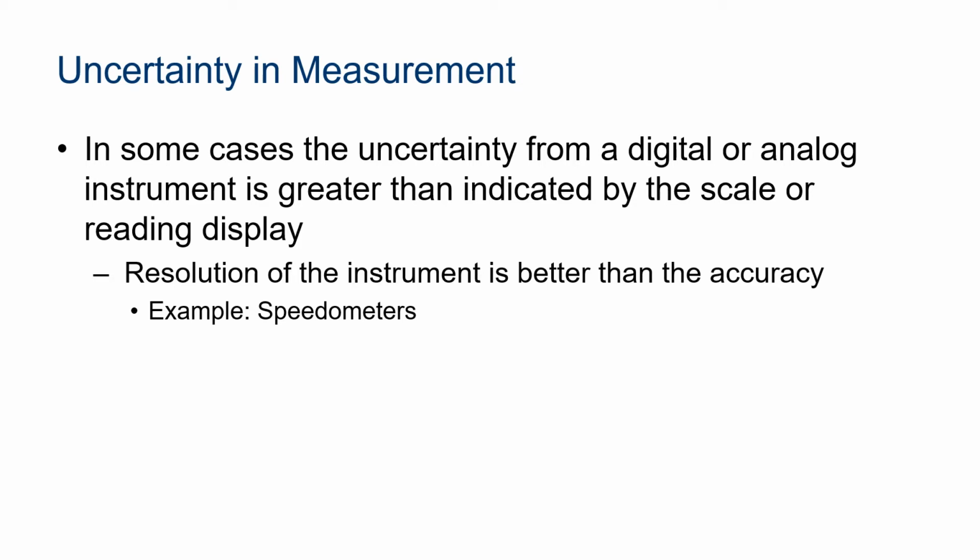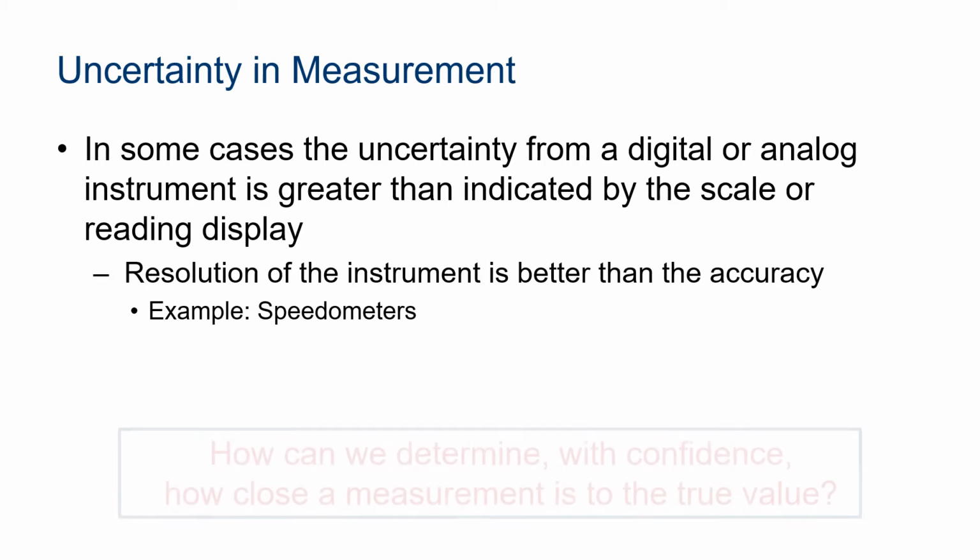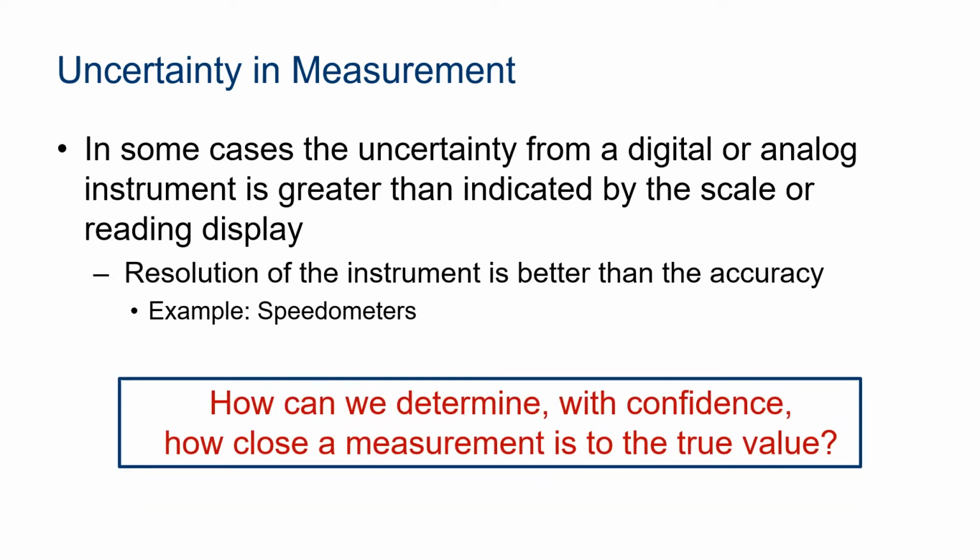Sometimes the manufacturer specifications will give a maximum error that would indicate uncertainty. However, it is sometimes difficult to determine the meaning of specifications when terms such as accuracy, precision, error, and uncertainty are often used interchangeably. When a measurement is critical, the precision and accuracy of the equipment should be checked often to ensure that errors are within acceptable limits. How can we determine with confidence how close a measurement is to the true value?